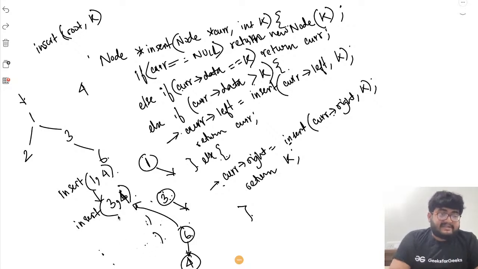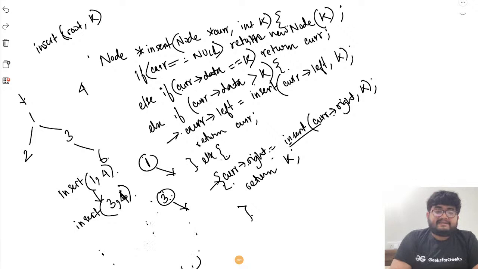Insert 6 4 is returned to insert 3 4. Now for insert 3 4, where was the call made? The call was made in this line: current of right equals insert. So insert returns the subtree 6 4. The current node is 3, so the right of 3 will contain whatever has been returned, that is 6 4. The left is not there, so it will be unaffected, and we will return this. This will be returned to insert 1 4.